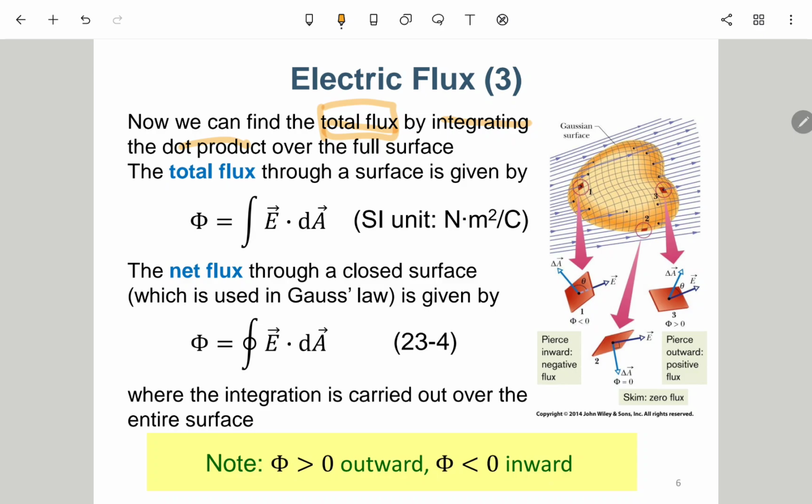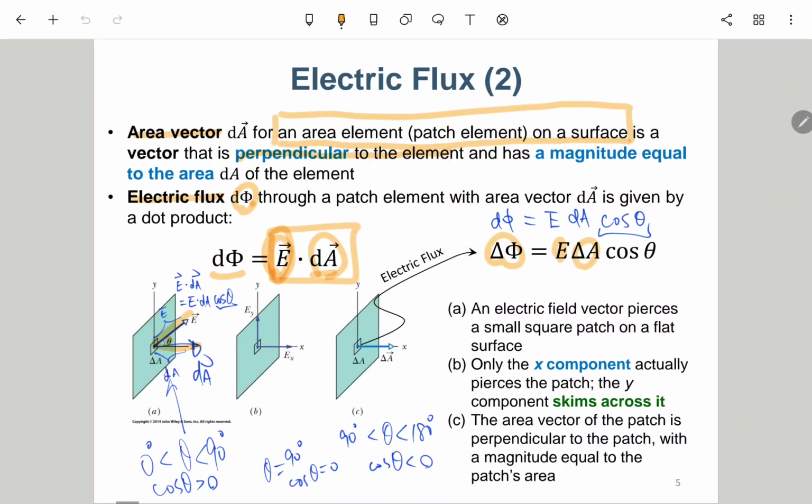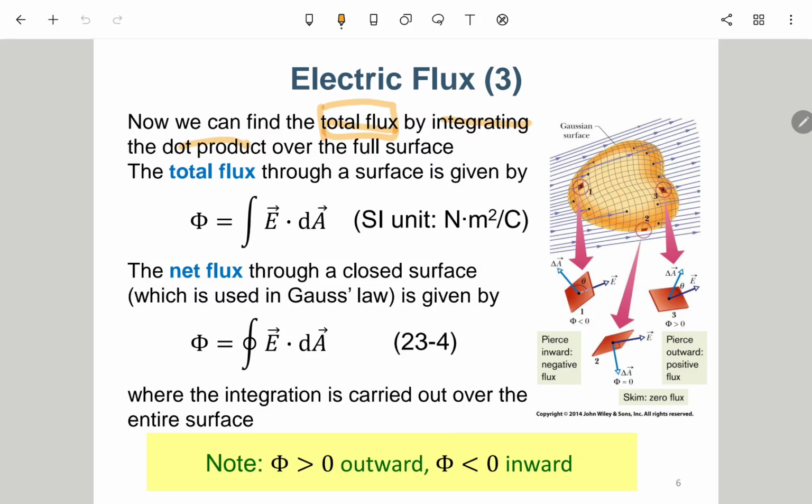Just now I mentioned that we could have a large surface, open or closed, and we try to cut this surface into many small elements. For each element we can calculate this d phi, and to integrate all this dot product means we add all these d phi together. So we are integrating the d phi.